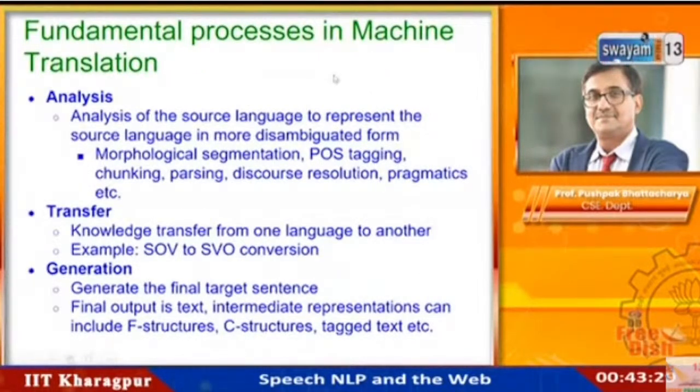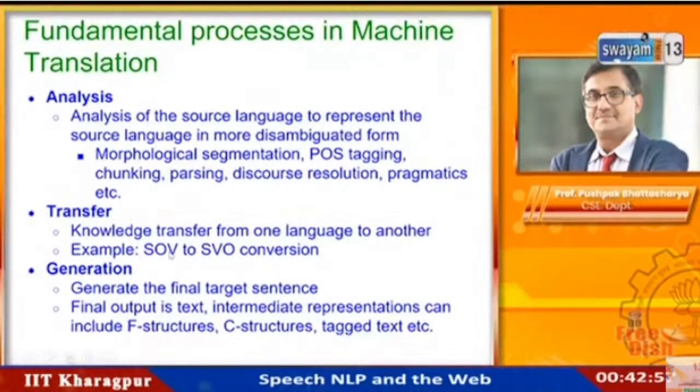Now, the fundamental processes are summarized for machine translation. Analysis is understanding the source language, to represent the source language in a more disambiguated form. Morphological segmentation, part of speech tagging, chunking, parsing, discourse resolution, pragmatics, etc. are all NLP stages which analyze the source language sentence to give a disambiguated representation as much as possible.